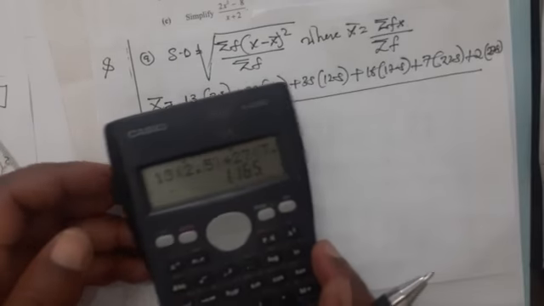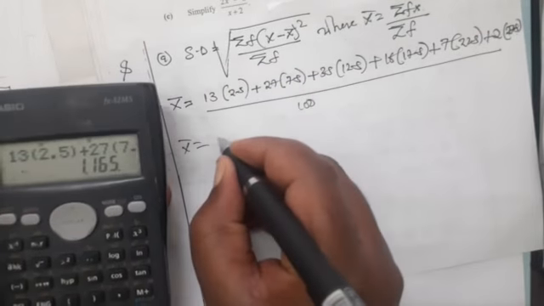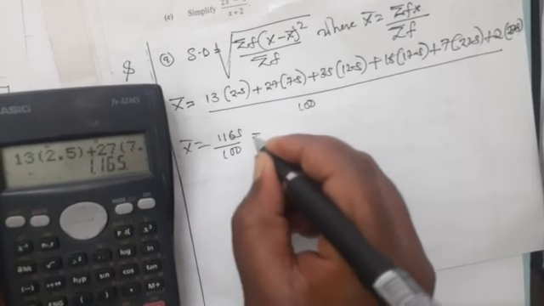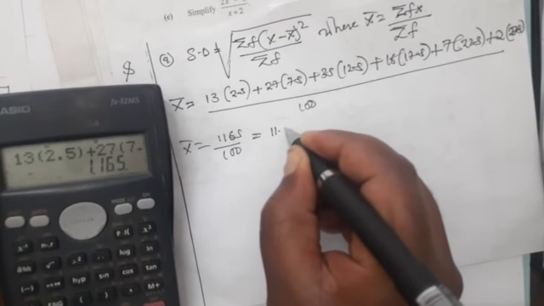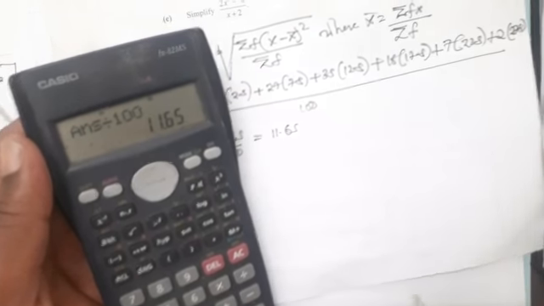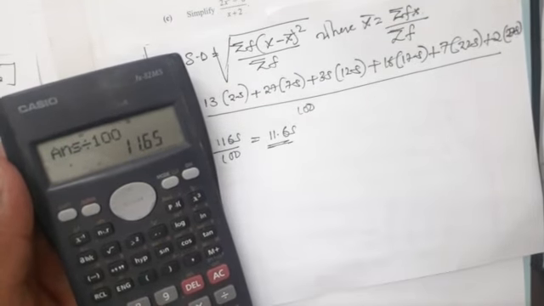This is our answer, 1,165. 1,165 divided by 100 will give you 11.65. This is what you are going to get. That is our mean. Alright?